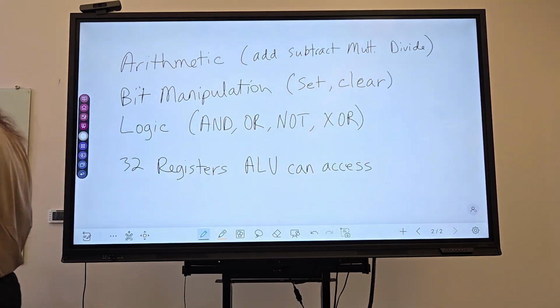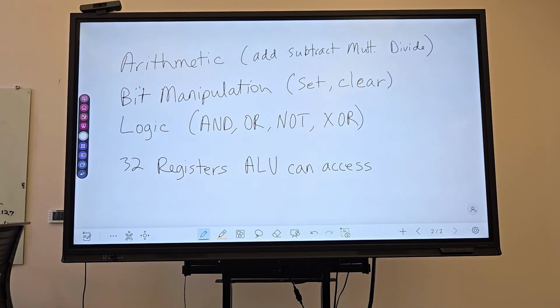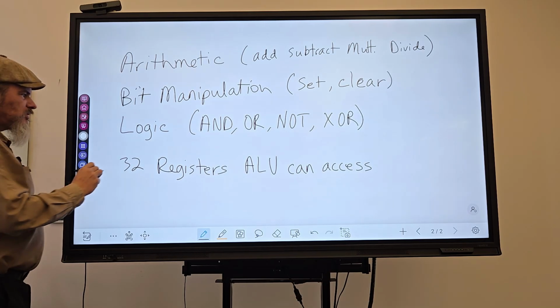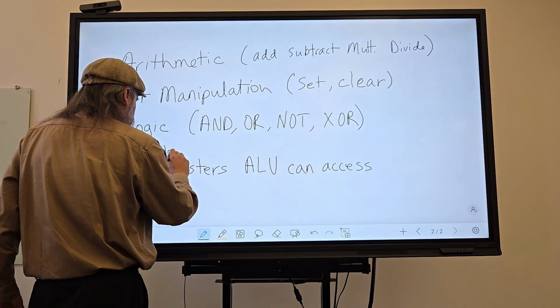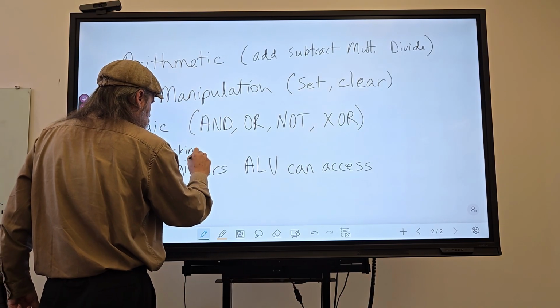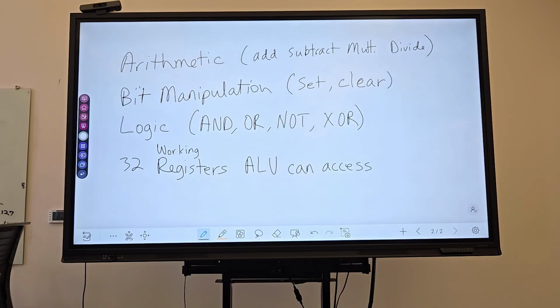It cannot directly manipulate the, and that's to clarify, working registers. 32 working registers. The ALU cannot directly manipulate the data in the I/O registers or in the data space in the static RAM. It can only work with what's in the working registers.